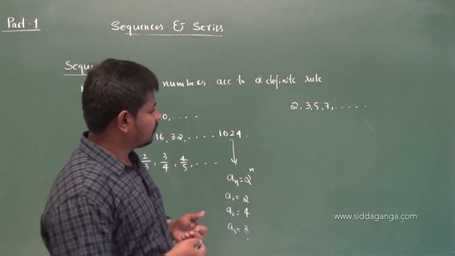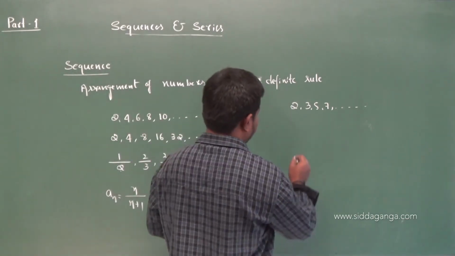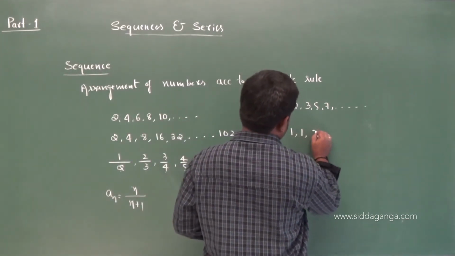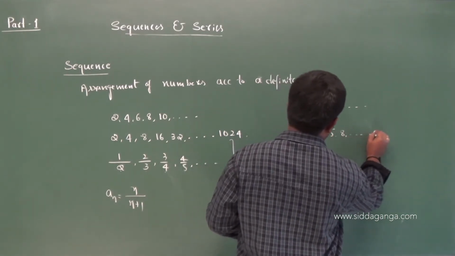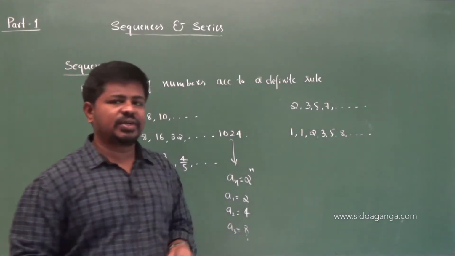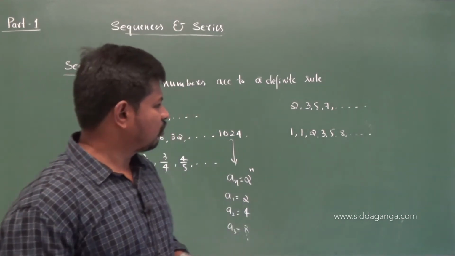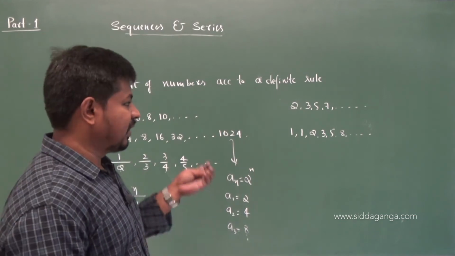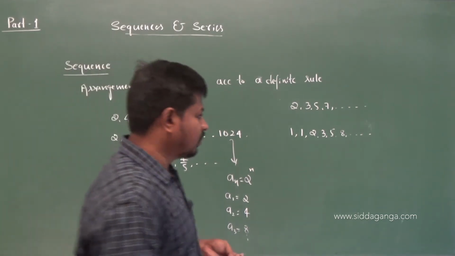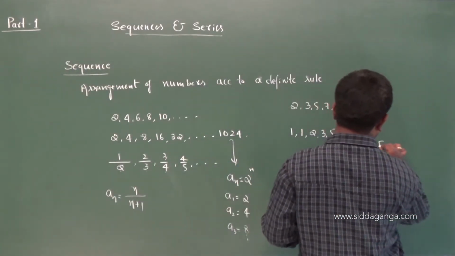Okay. So we have some other examples like 1, 2, 3, 5, 8 and so on. This is also a sequence, but here there is no visual pattern. This is a sequence we call the Fibonacci sequence. It is an example of the Fibonacci sequence.